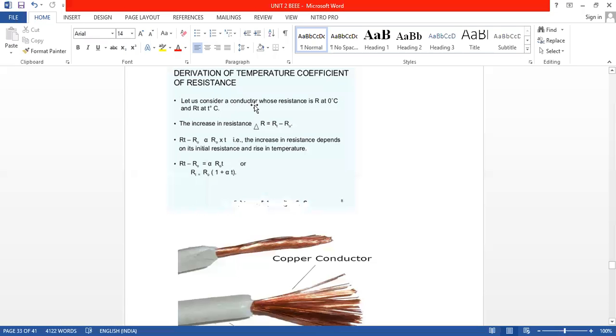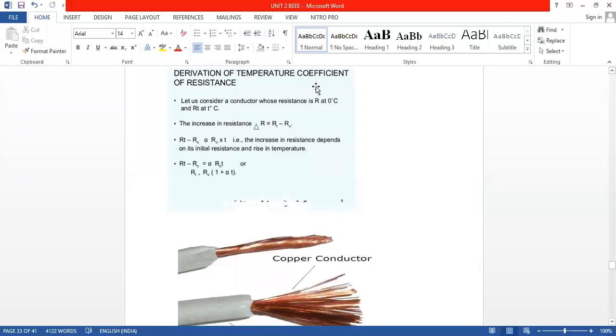Let us consider a conductor. I am showing the conductor here, no need to draw it in the examination. Let us consider a conductor or copper wire whose resistance is R at 0 degrees centigrade, meaning no heat energy is applied. Let the resistance be Rt at t degrees centigrade. That means after a certain period of time, when the conductor is heated up, the resistance is Rt at the new temperature, t degrees centigrade, and the initial temperature is 0 degrees centigrade.